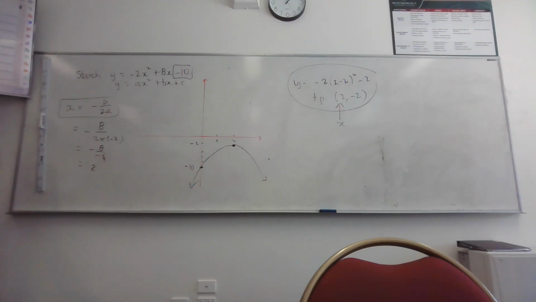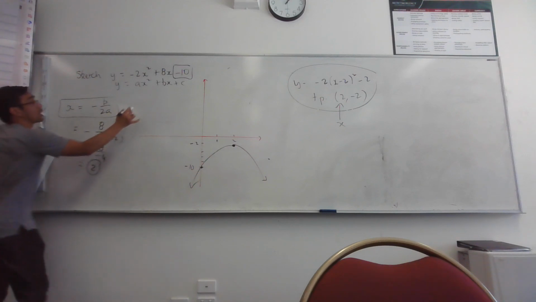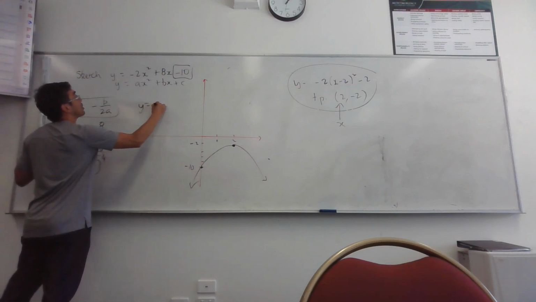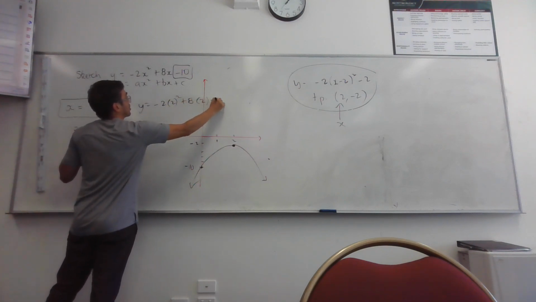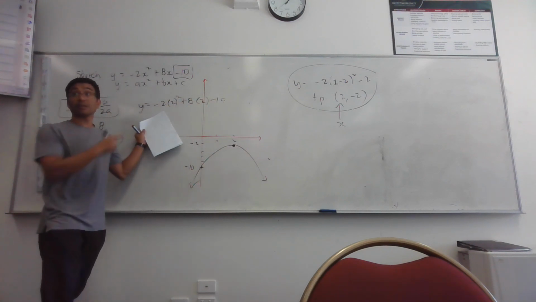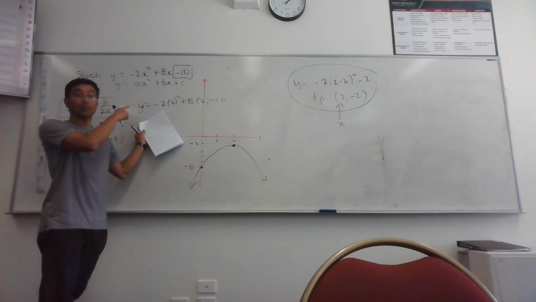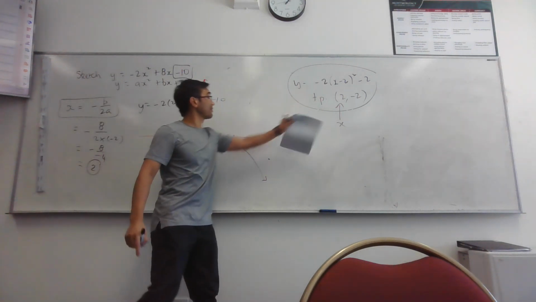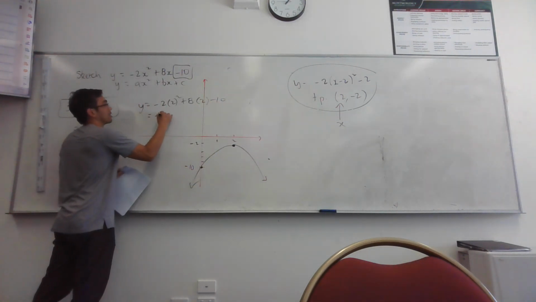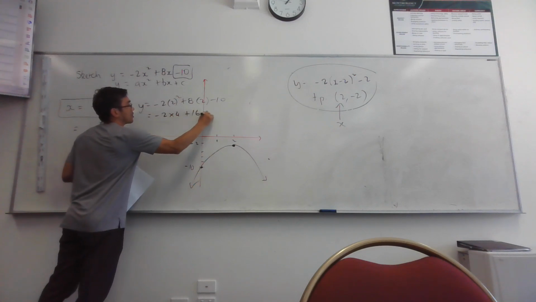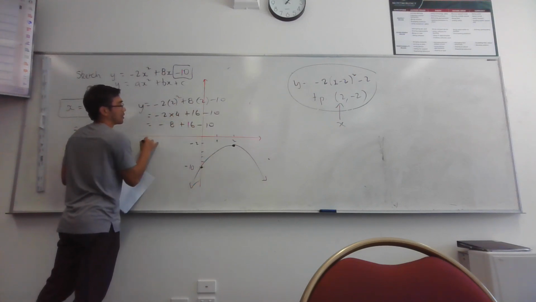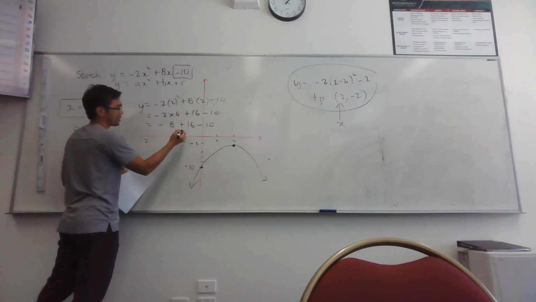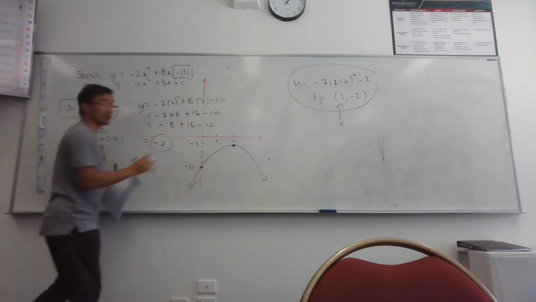What's our answer? 2. Okay. Once we get our 2, we can then put it into our formula. And what should we get as an answer? We should get a -2. Okay, that is -2, isn't it? It is -2. Done.